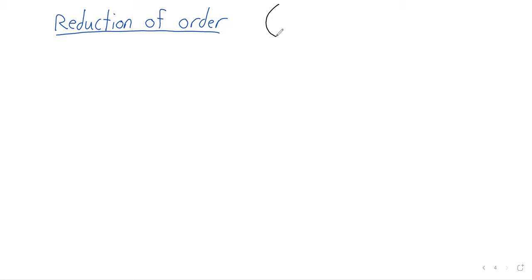Reduction of order requires you to have differential equations that look like this, where you can take the highest order differential equation and write it in terms of the lower order derivatives.